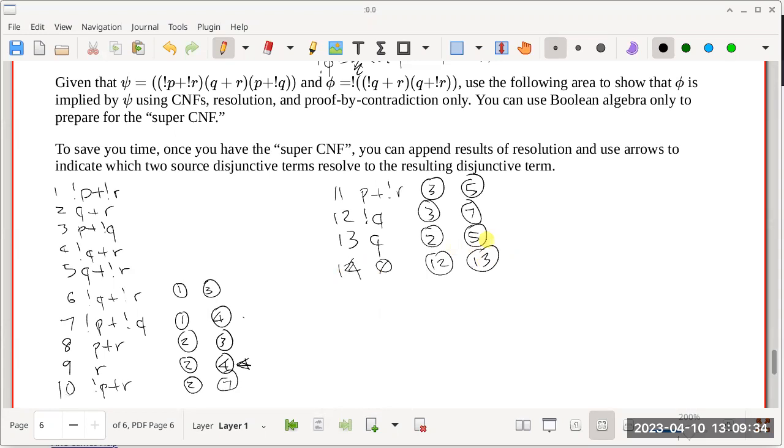There we go. So as a result, you have to make a conclusion and say that because the super CNF is false, it means your phi is implied by psi. So I'll just write it here. Phi is implied by psi, which is basically saying it is a theorem. Yep.